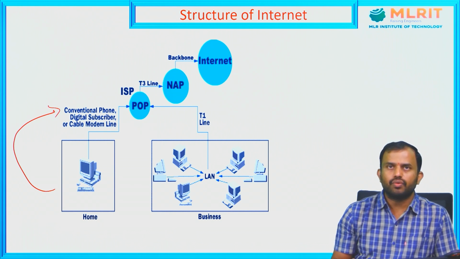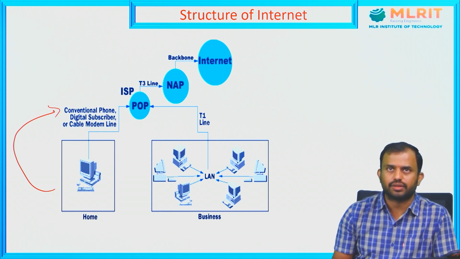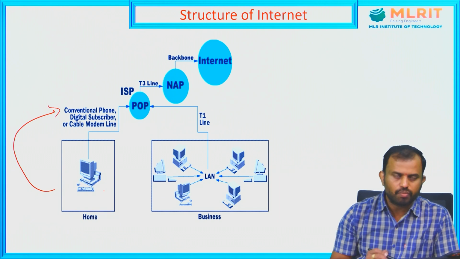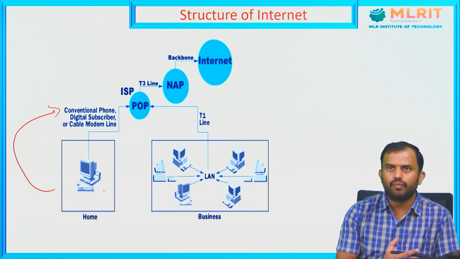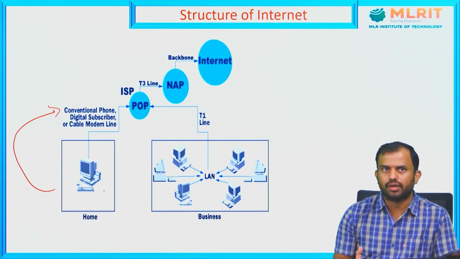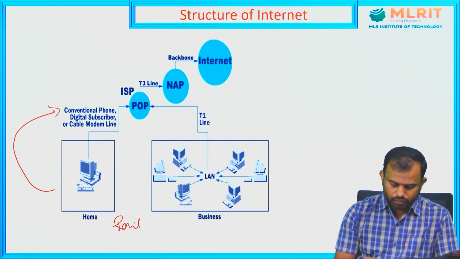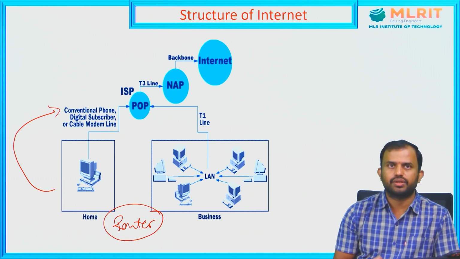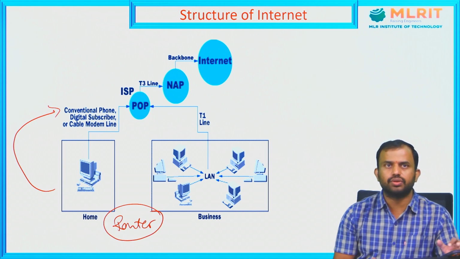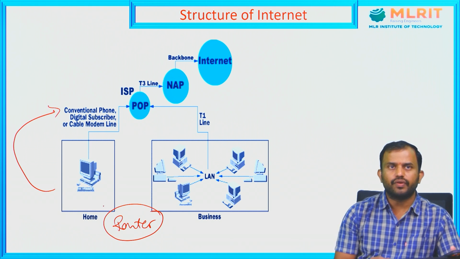While we are discussing the structure of the internet, assume that home appliances are there. Nowadays everywhere we are using home appliances and the internet, and through some kind of routers we access Wi-Fi communication. While establishing those kinds of services, first we are using a conventional phone, or there should be a cable modem.